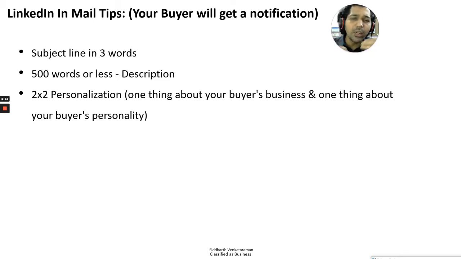Always have a 2 by 2 personalization, which means one thing about your potential customer's business and one thing about them. It should come out as if you have some genuine interest, and it's not being straight plain business-minded, because everyone knows that you're obviously networking and you're trying to sell something, but that should not be so in your face that you say, hey, you also know that I also know that I've come here to sell, so let's get down to business. It doesn't work that way, right?